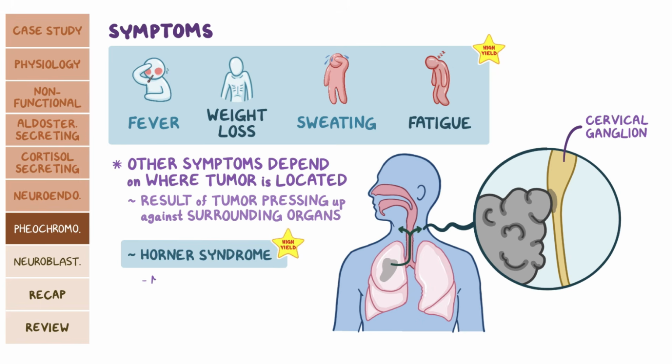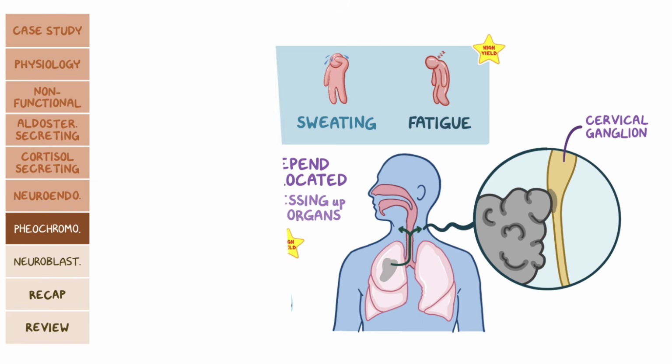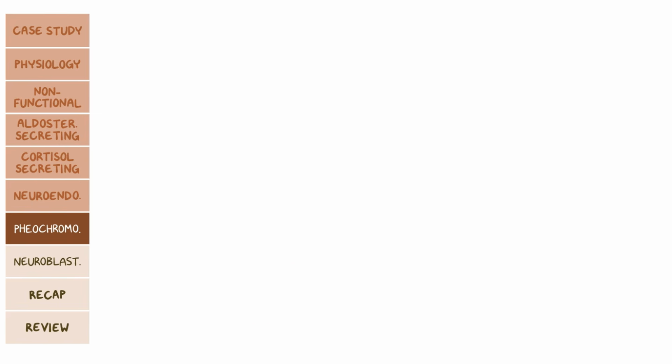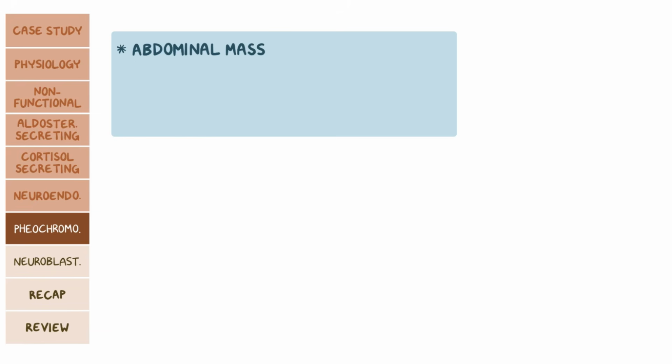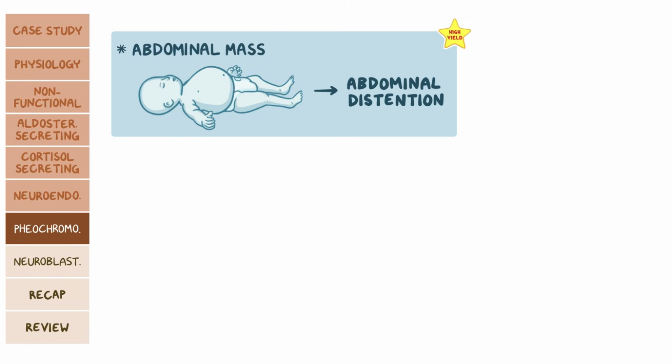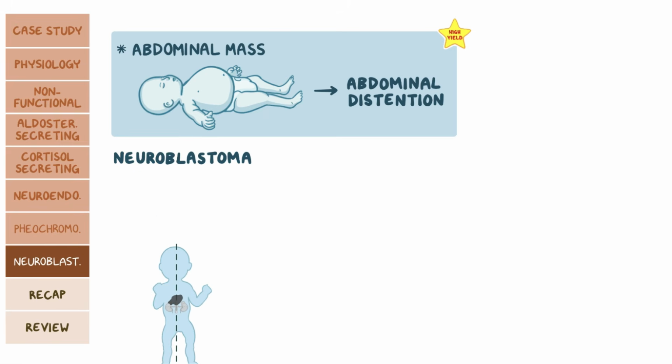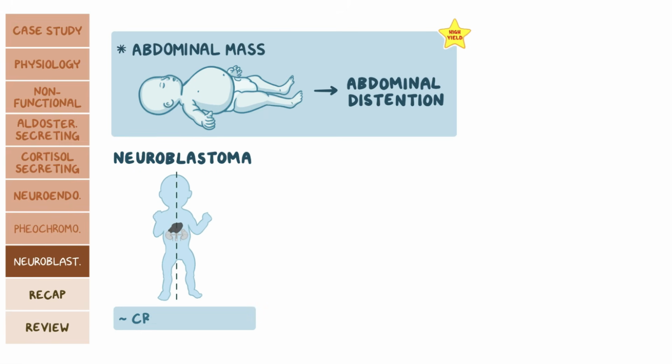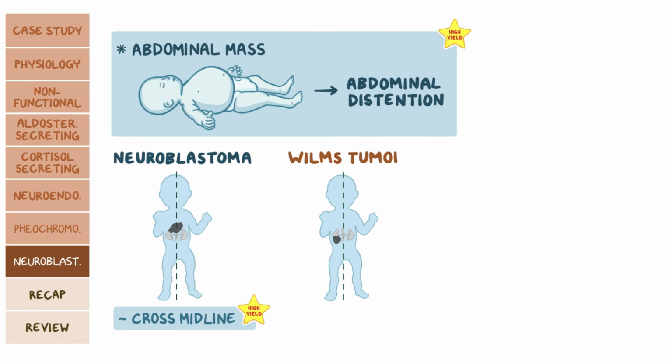Horner syndrome involves miosis or constriction of the pupils, ptosis or drooping of the eyelid, and anhidrosis, which is an inability to sweat. Children with neuroblastoma of the adrenal medulla can have a large, painful abdominal mass that causes abdominal distension. Now, a pediatric kidney cancer called Wilms tumor can also have a similar presentation. So remember that when a neuroblastoma grows large enough, it will often cross the midline, but a Wilms tumor typically won't.